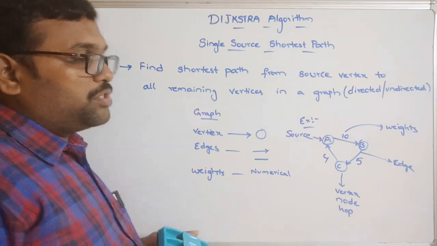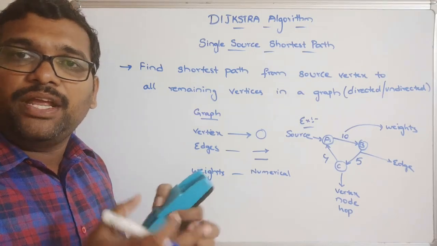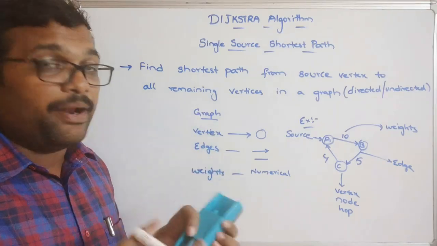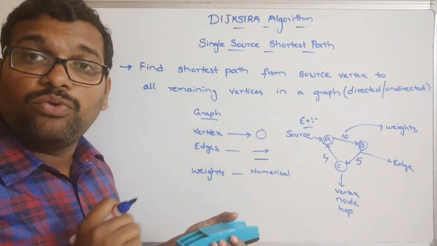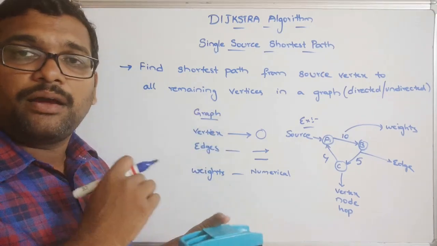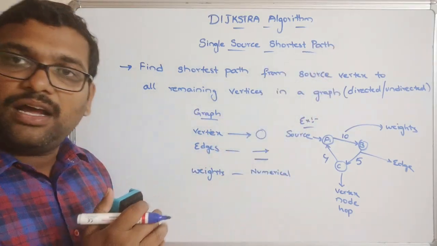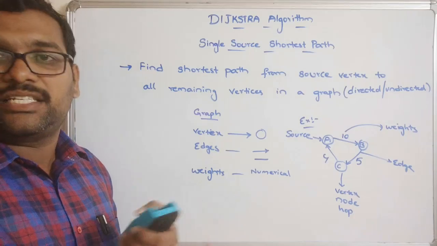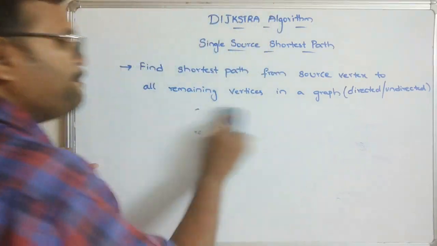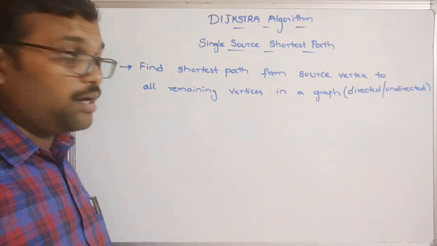So where will it be used? It will be used to find the shortest distance between one place and another place. The same thing is also applied in networking for routing a packet. It will find the shortest path, and through that shortest path the packets will be transferred. So in many applications we will use this Dijkstra algorithm. Now we will see what exactly happens in this single source shortest path using the Dijkstra algorithm.